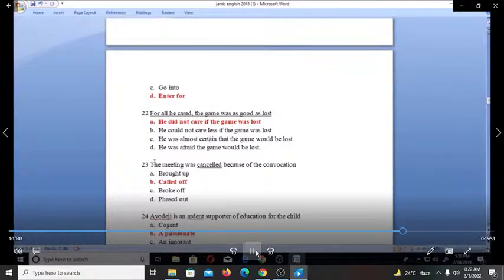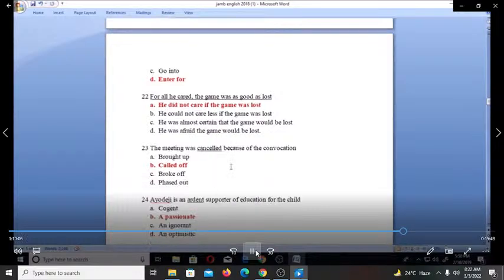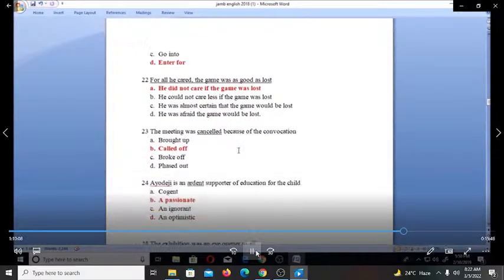Number 23, the meeting was cancelled because of the convocation. So what is the nearest meaning to cancelled? A, brought up. B, called off. C, broke off. D, phased out. So the answer is option B, called off. That is nearer to the meaning of cancelled.